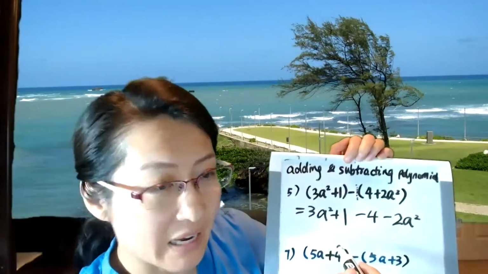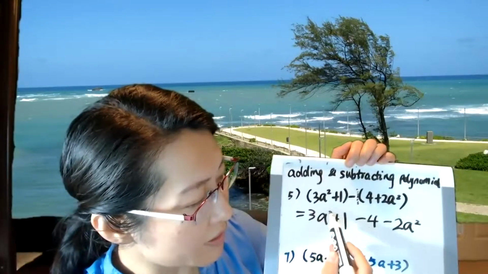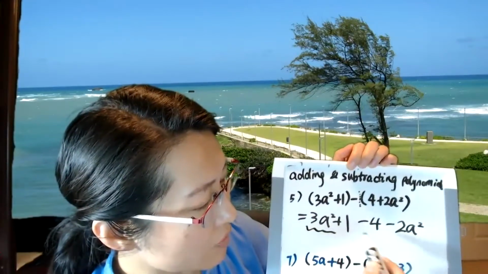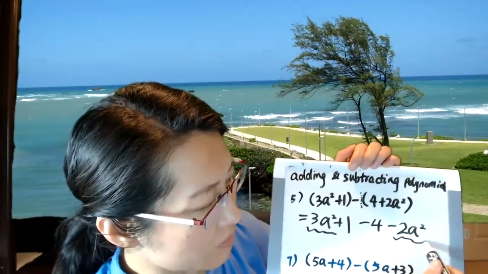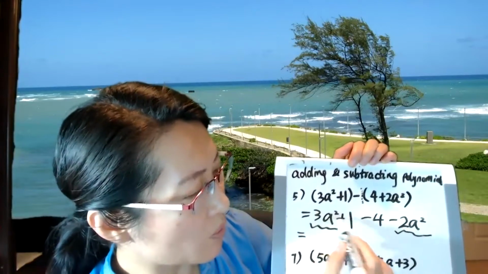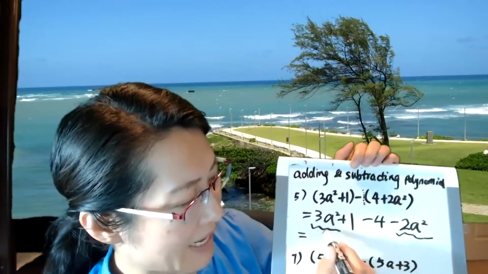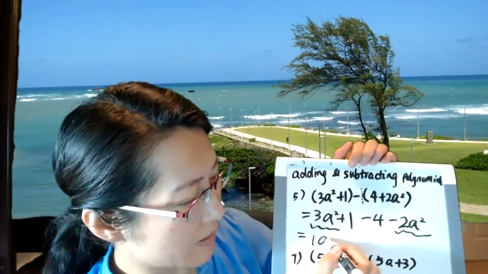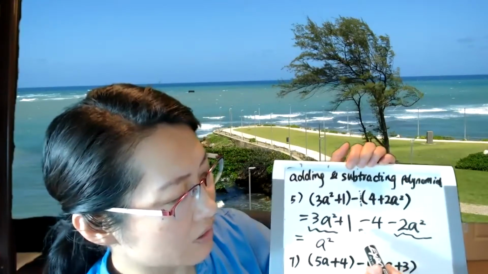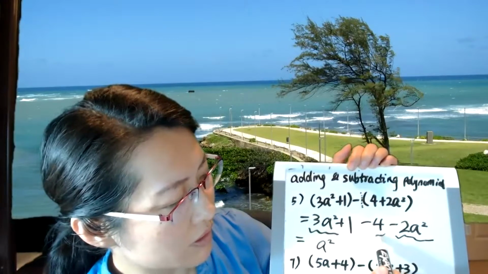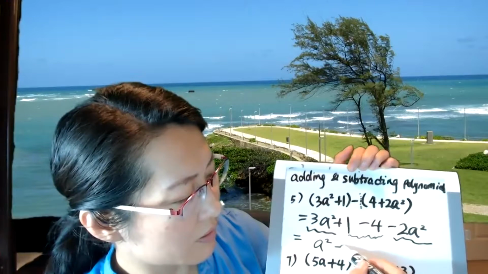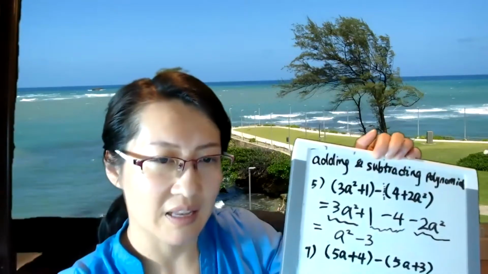So now we combine like terms. The highest degree is squared, right? So here 3a squared minus 2a squared. Think about 3 apples minus 2 apples. How many apples left? Just 1, right? That 1 is invisible, we don't have to write it. And then these two numbers we can combine. 1 minus 4 is -3. Then that's the answer.